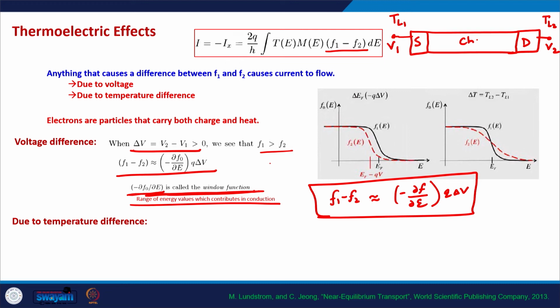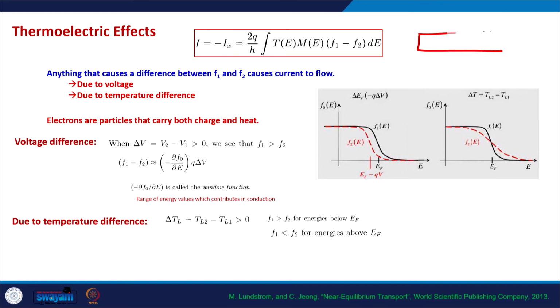Now, because of the temperature difference, delta TL is TL2 minus TL1. So, here we have TL2, we have TL1. F1 is greater than F2 below EF, and, oh sorry, F2 is greater than F1 above EF.